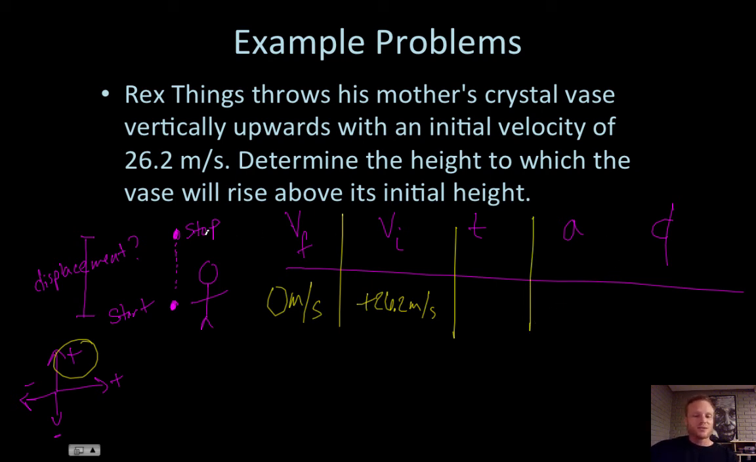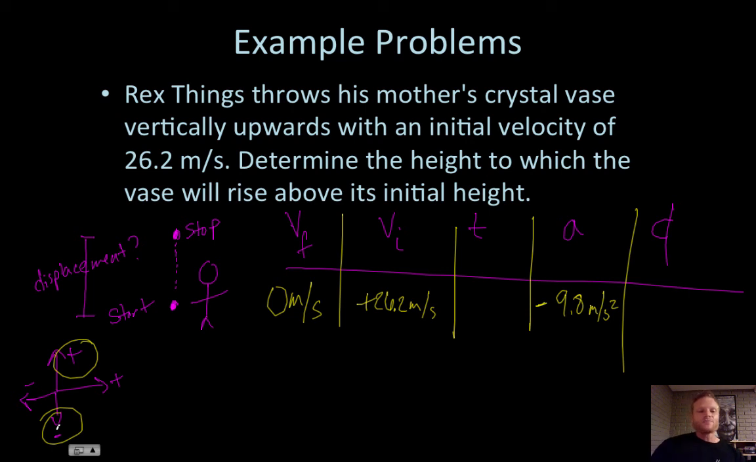Now, what is the acceleration of this vase? Once again, they don't come straight out and tell us the acceleration. We just need to realize that the only force acting on this vase is gravity. And what is the acceleration due to gravity on Earth? Well, it is negative 9.8 meters per second squared. Okay. Why is it negative? Because gravity always points down. It's always going to pull stuff down. So gravity will be negative in this case.